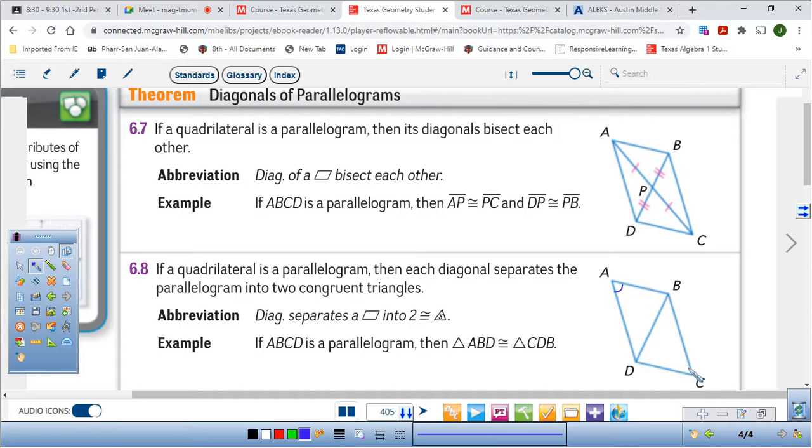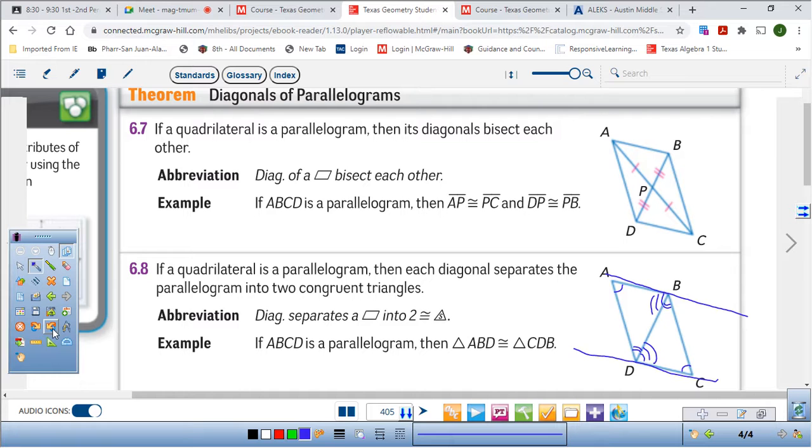So this angle has to be congruent to this angle. This angle here has to be congruent to this angle here. This angle here has to be congruent to this angle here. Well, how does that work? Because if this is a parallelogram, think about this. This here would be your, what is that called? Transversal, right? And these are your alternate interior angles. Pretty cool.